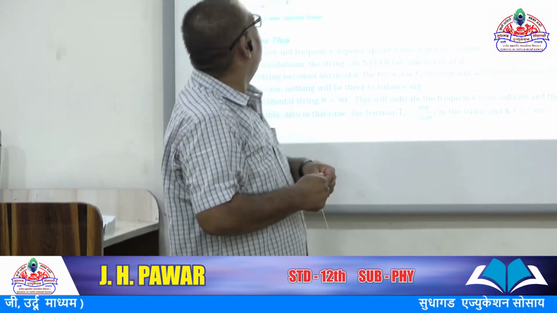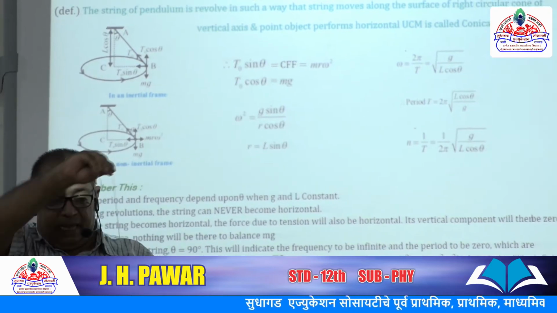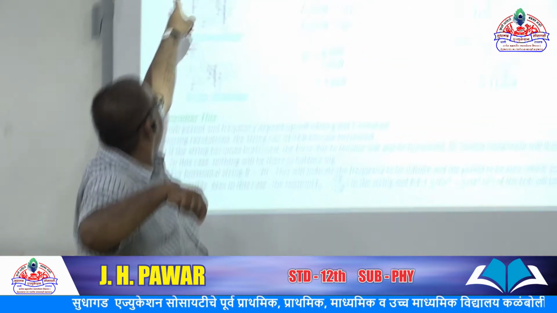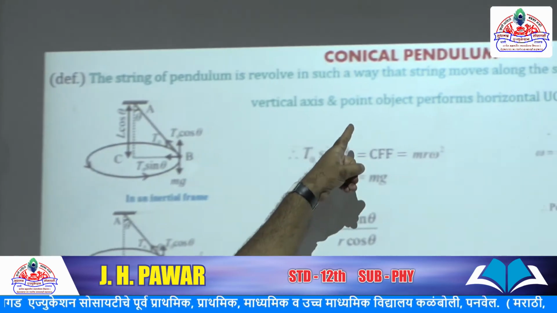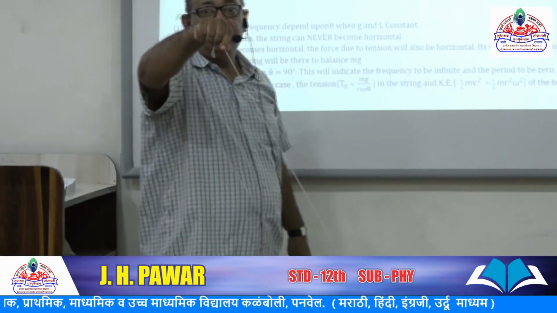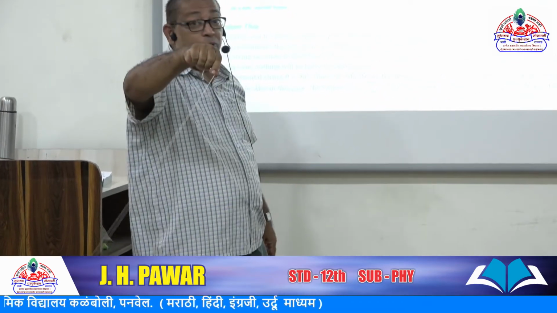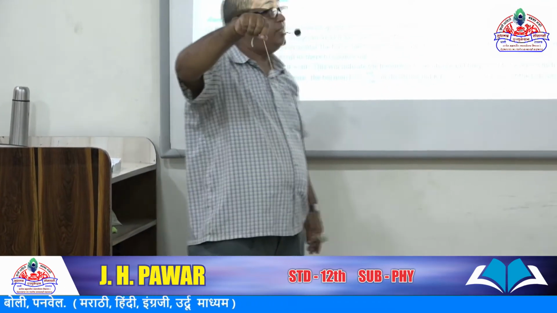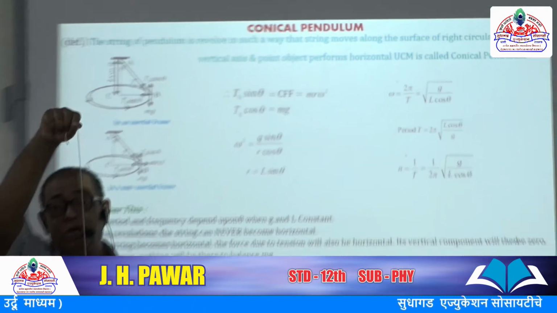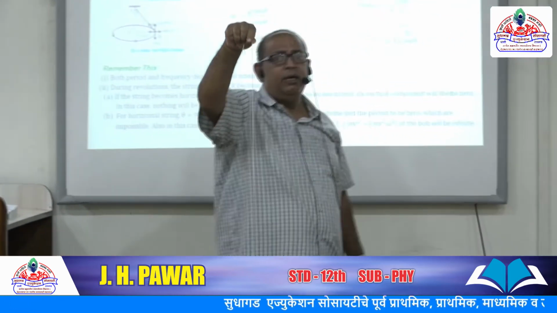But for this pendulum, if the string is revolved in such a way that the string moves along the surface of a right circular cone of vertical axis, and the point object performs horizontal uniform circular motion, then such an arrangement is called a conical pendulum.